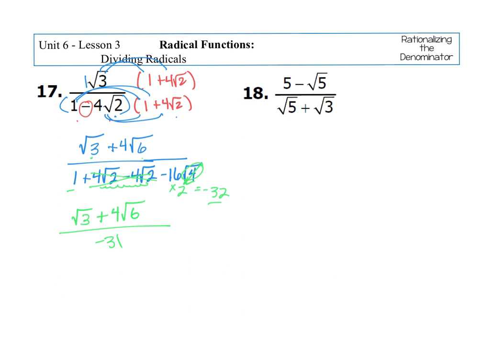And you know what? I do not even like negatives in my denominator. So how can I get rid of this negative 31? Because nothing else can simplify. If you said it, you were right. We divide by negative 1 to all three terms. So this would be negative square root 3 minus 4 square root 6 over positive 31 now. And that's the best way to write our answer.